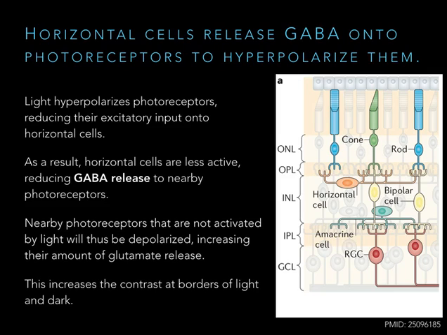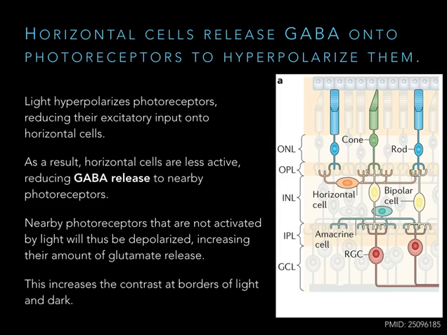Only the photoreceptors that are being stimulated by light will be hyperpolarized. All the rest will be depolarized. This creates an even greater disparity between the level of glutamate output between the activated and the inactive photoreceptors.